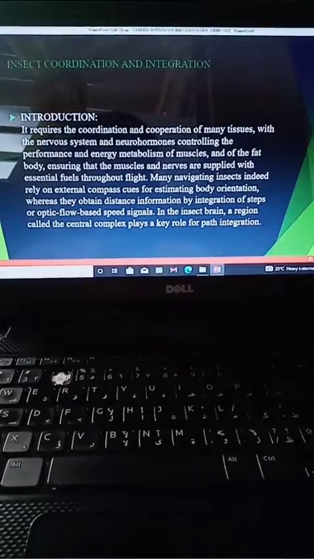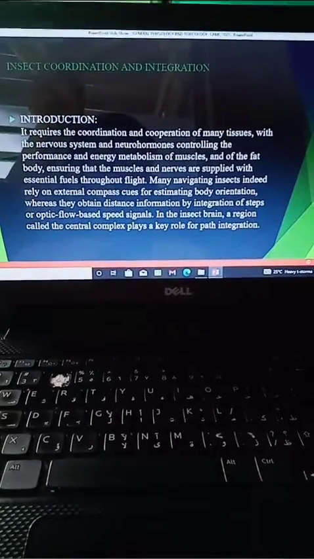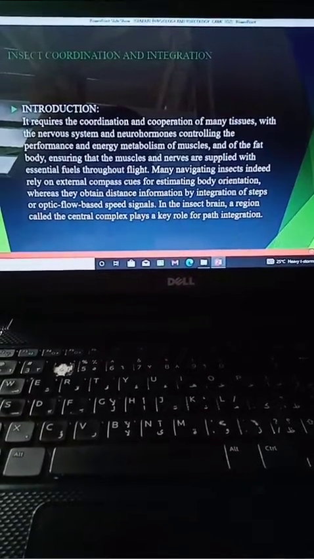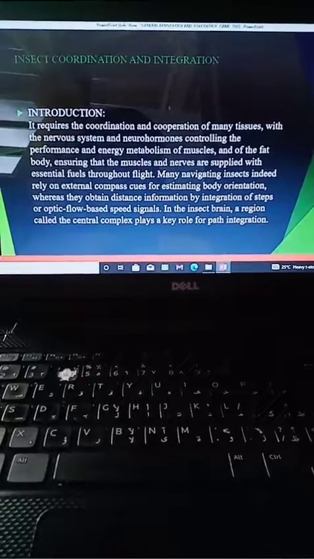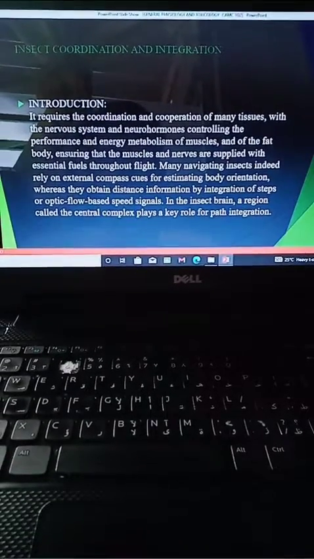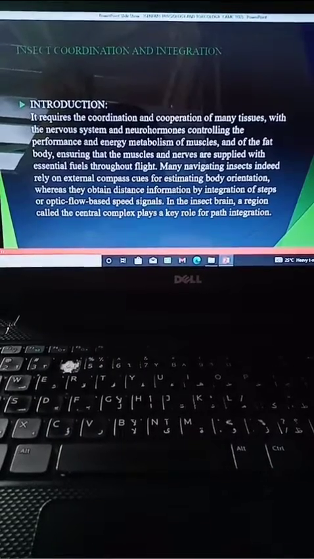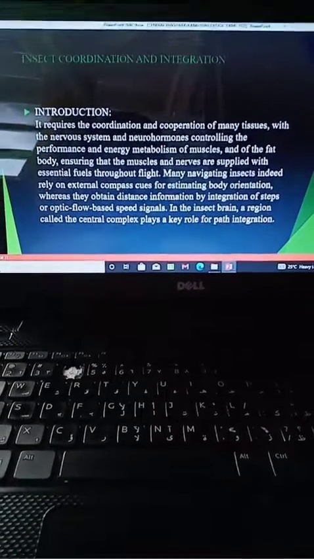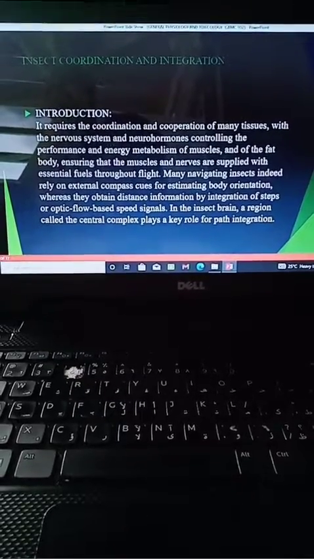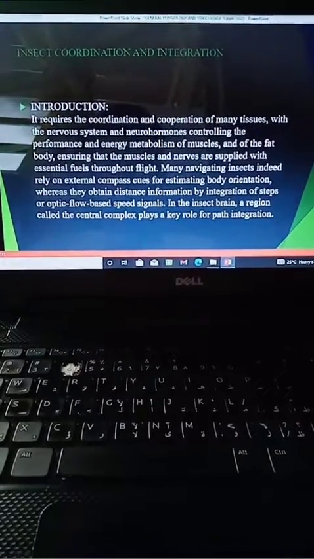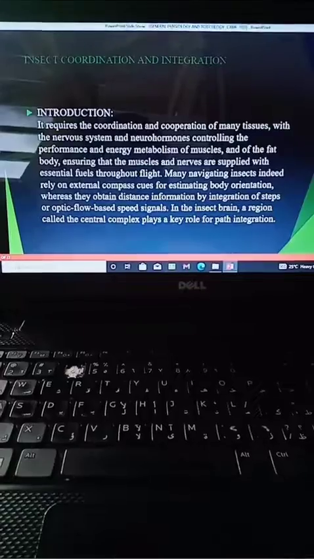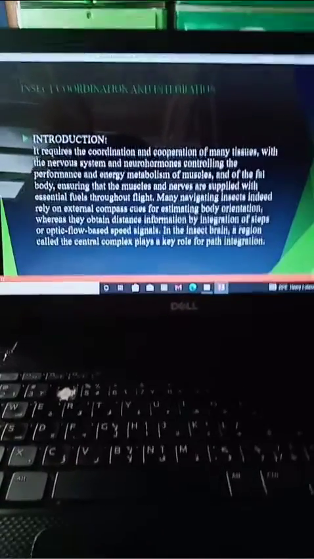Introduction: it requires the coordination and cooperation of many tissues with the nervous system and neurohormones controlling the performance and energy metabolism of muscles and of the fat body, ensuring that the muscles and nerves are supplied with essential fuels throughout flight. Many navigating insects rely on external compass cues for estimating body orientation, whereas the distance information is obtained by integrating steps or an optic flow-based speed signal. In the insect brain, a region called the central complex plays a key role in path integration.